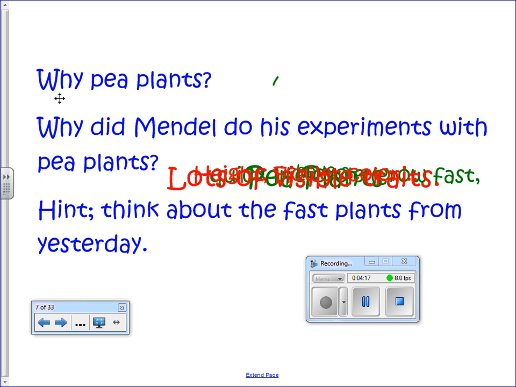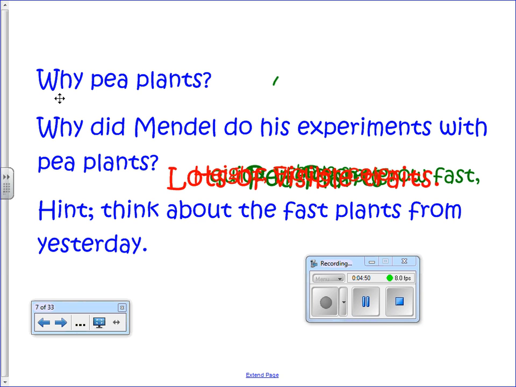What kind of things did he look at in the plants as he was observing? How tall they were? What else? The shape of the seed pods, what else? The plant's position, so were the flowers on the axis or straight? Height, were they tall or short? Color of the seed pods, color of the seeds, and color of the flowers. So all of those things he observed.